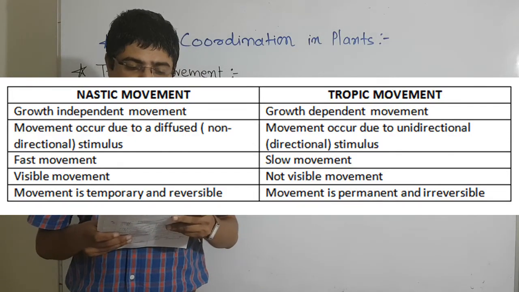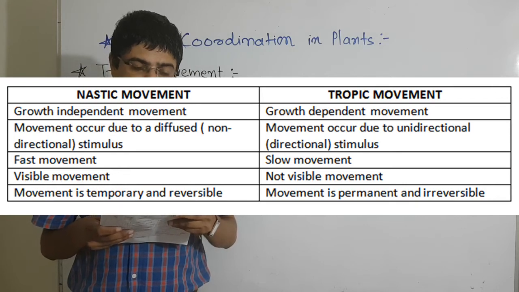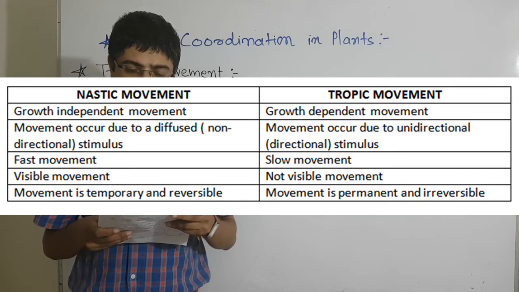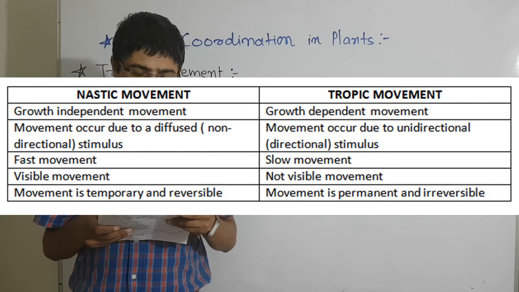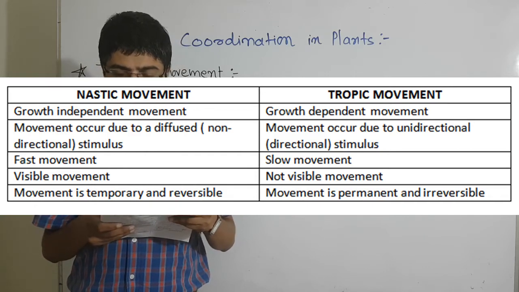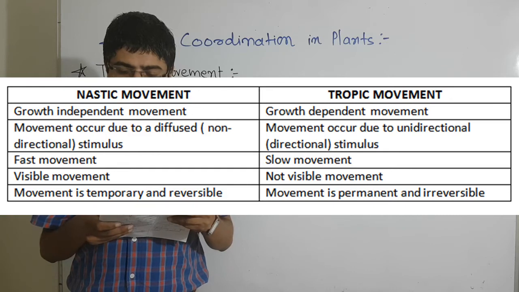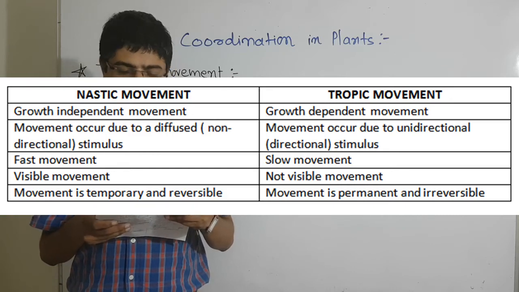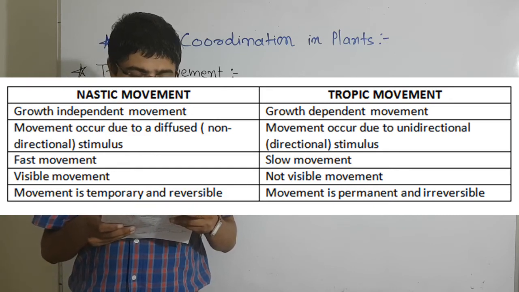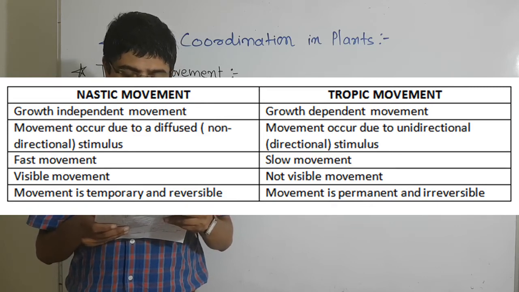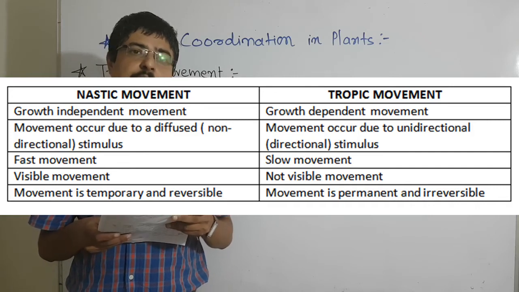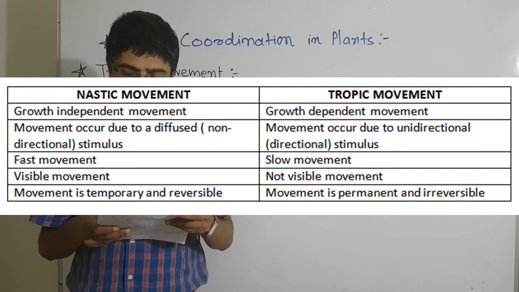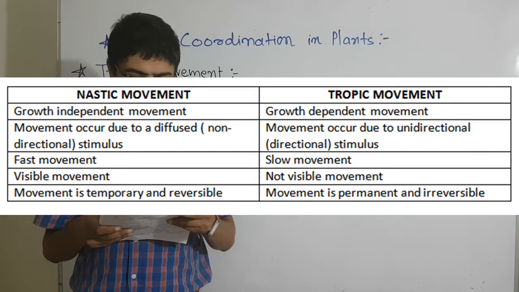Now friends, the difference between Nastic and Tropic movement. First is Nastic movement, that is growth independent movement. Tropic movement, that is growth related movement. In Nastic movement, movement occurs due to diffuse, that is non-directional stimulus. In Tropic movement, movement occurs due to unidirectional, that means directional stimulus. Nastic movements show fast movement. We saw in the Mimosa family, when you touch it, it immediately shows the Thigmonastic movement. Tropic movements are slow movements.